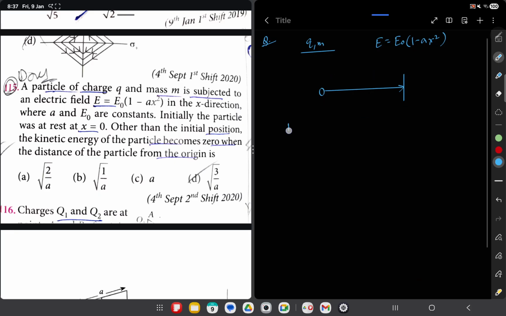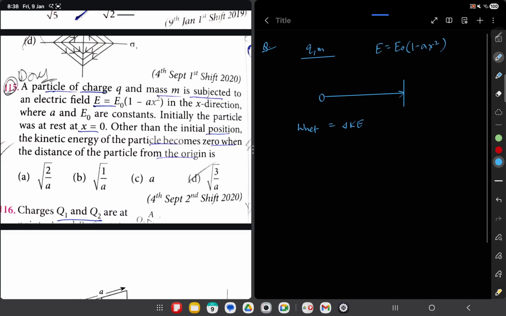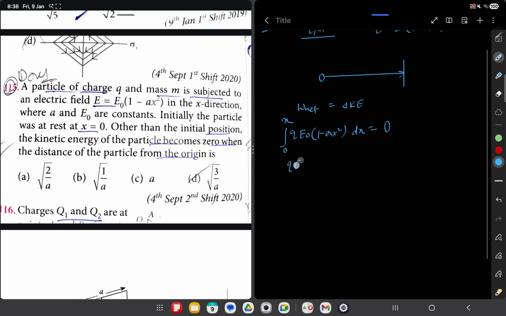So this is basically a question of work, energy, power. You know that W net equals delta KE. So W net you may write as the integral of F into dx. F is Q into E naught into (1 minus a x square) into dx. And delta K, with initial velocity 0 and final also 0, will be 0. So just take the limit 0 to x. So Q into E naught (x minus a x cube by 3) should be equal to 0.